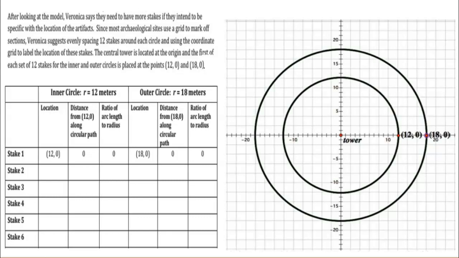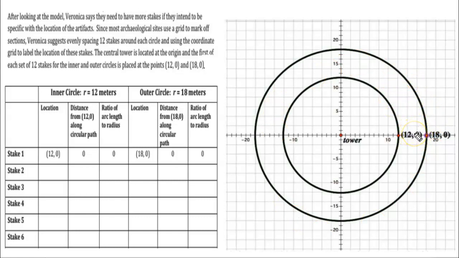The central tower is located at the origin, and the first of each set of 12 stakes for the inner and outer circles is placed at the points (12, 0) and (18, 0). That made the most sense because we know the radius is 12 and we know the radius is 18, so that makes it a nice even point to figure out. Now our job is to figure out how we are going to space out 12 equal stakes all the way around. So that means we're cutting our circle into 12 equal pieces.